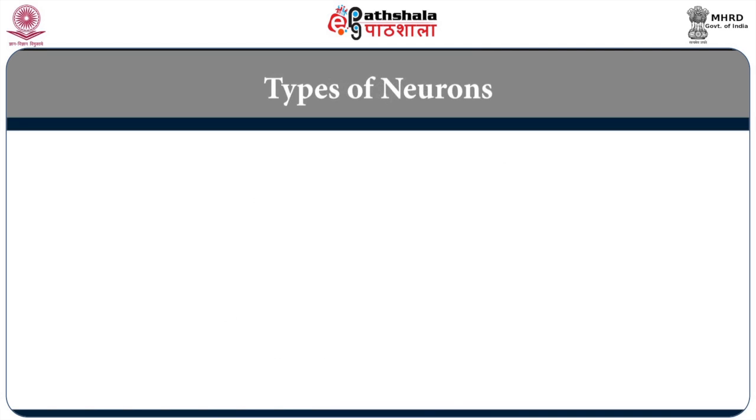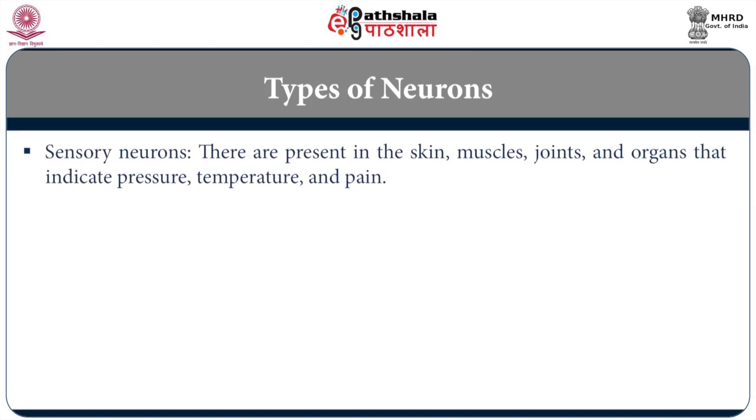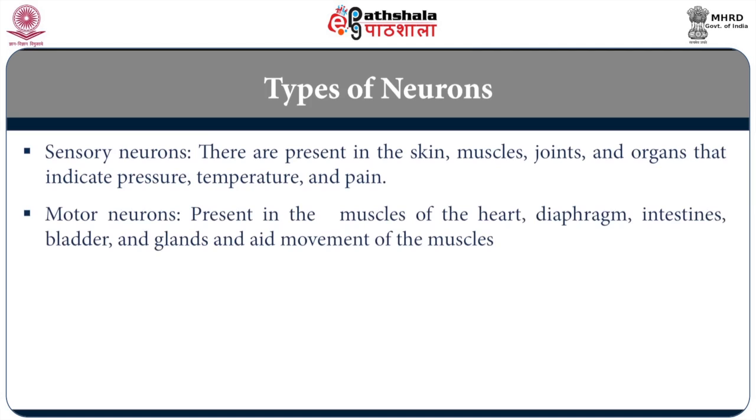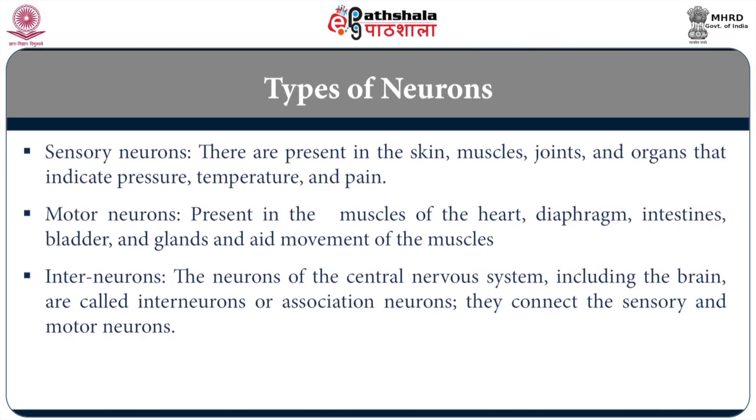What are different types of neurons? There are sensory neurons which are present in the skin, muscles, joints, organs. They pick up information about pressure, temperature, pain. So these are all sensory neurons. Then you have motor neurons which are present in the muscles of the heart, the diaphragm, intestine, bladder, glands. These neurons aid movement of the muscles. And then you have third type of neurons called interneurons which connect sensory and motor neurons. These are present in the brain also.